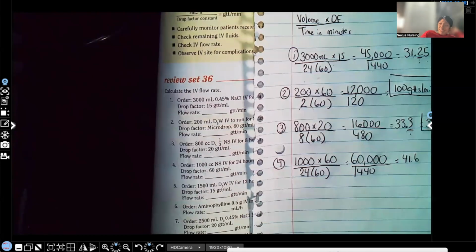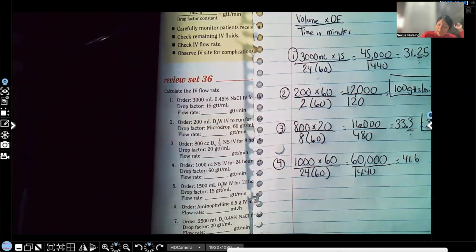So 41.6, is that our answer? No, Professor D, because it has to be a whole number. So what do we do? We look at that tens place behind the decimal. It's more than 5. What does that mean? That means this 41 goes up. It's now 42. So the correct answer is 42.